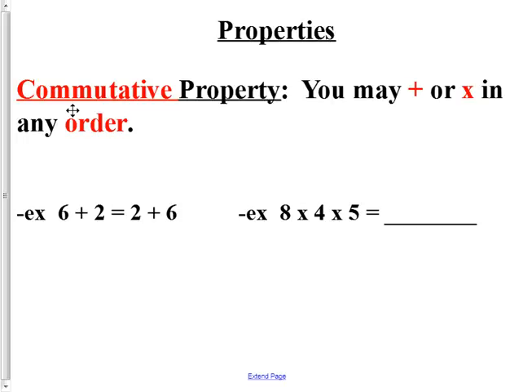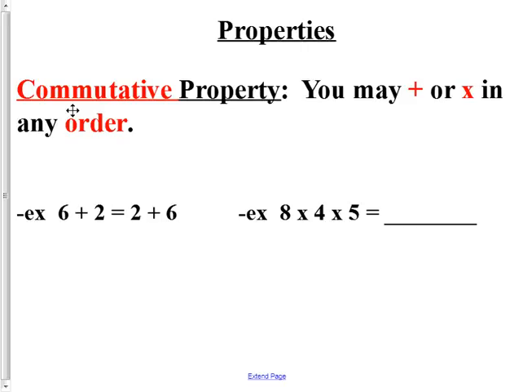Okay, so we've sort of started talking about properties, and there's really two main ones that we're going to talk about. The first one we're going to talk about just briefly is the commutative property. The commutative property essentially says you may add or multiply in any order, and it's not going to change your answer. For example, 6 plus 2 is the same as 2 plus 6. You probably learned that in elementary school.